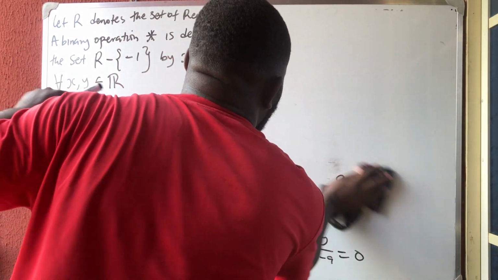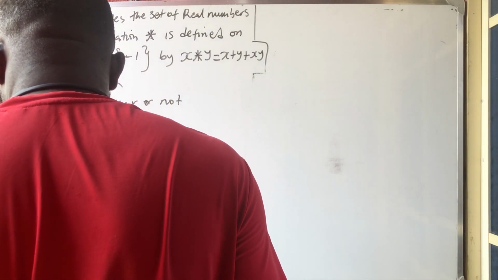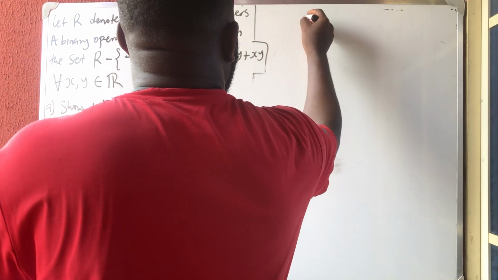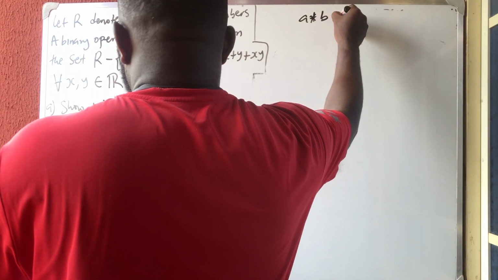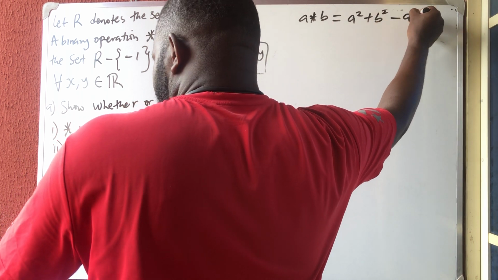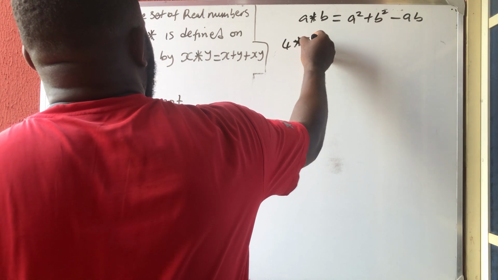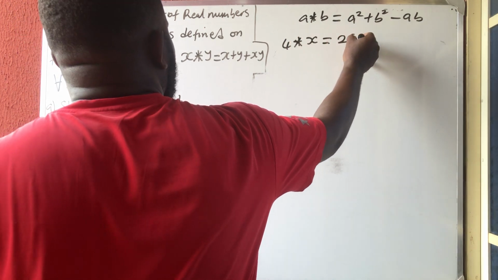So let us solve the other question. The other question, they gave us the operation. That one, they say we should solve the equation. They gave us an operation A star B, equal to A squared plus B squared minus AB. Then we should solve the equation 4 star X is equal to 28.